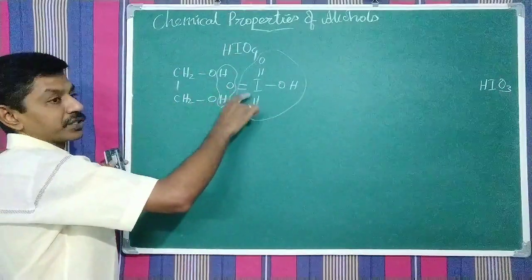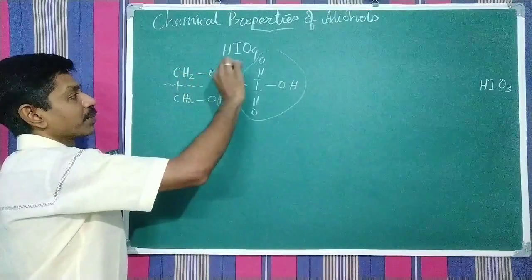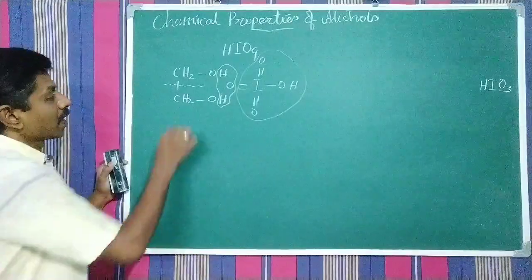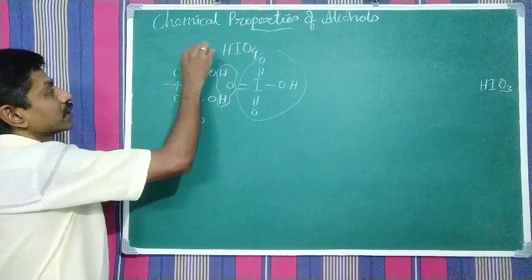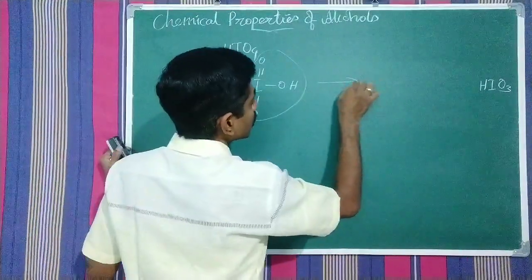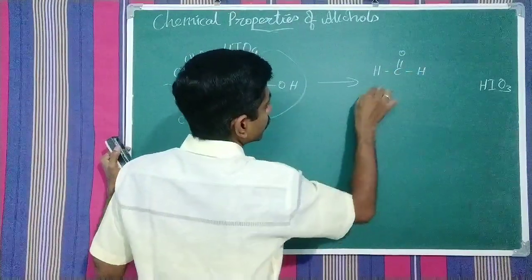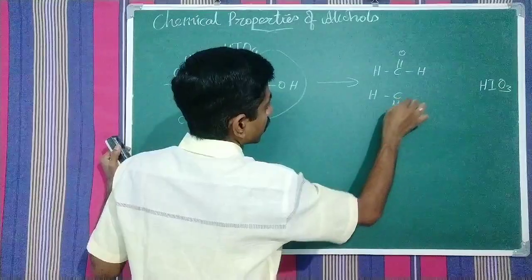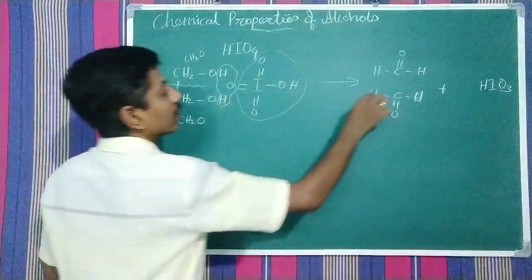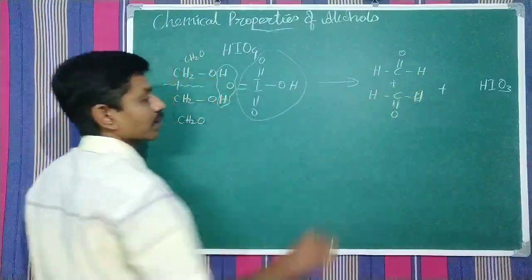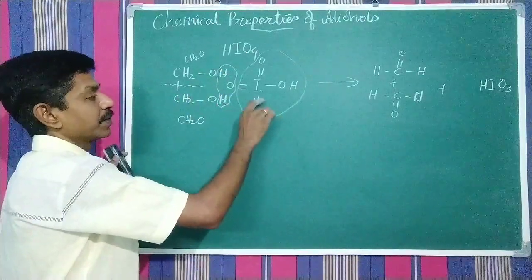And then there will be shifting of bonds whereby the carbon-carbon bond will break. Here we get one CH2O, here one CH2O. It is nothing but two molecules of formaldehyde, HC double bond O, H. By the cleavage of the carbon-carbon single bond, you will get two formaldehyde molecules formed. This is how ethylene glycol reacts with periodic acid.